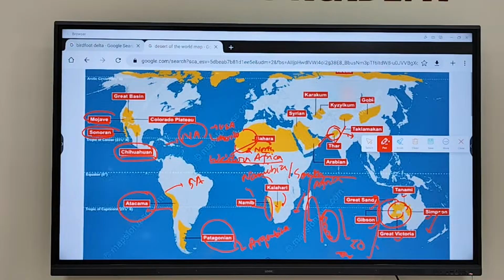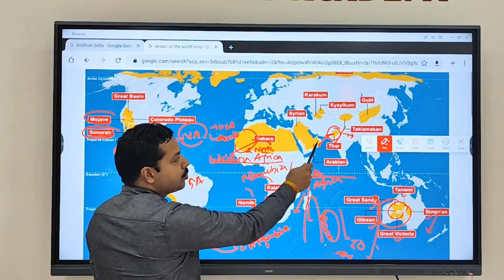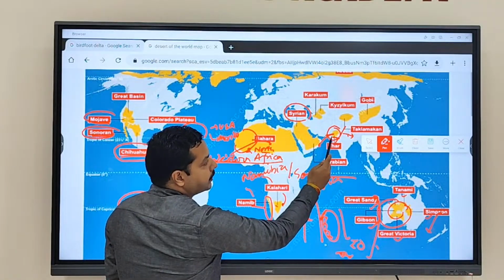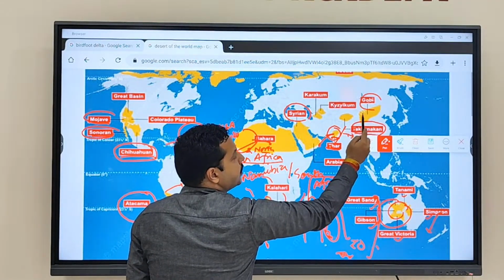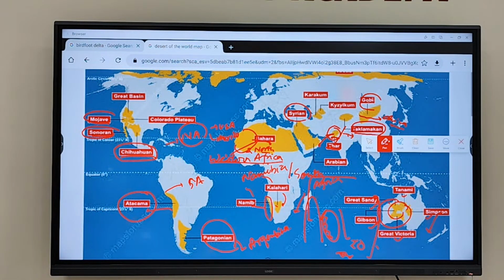Then after that, you mention the Arabian Desert. For the Arabian Desert, mention Saudi Arabia and other countries. Saudi Arabia, UAE, all those countries come under the Arabian Desert. Then you can mention the Syrian Desert. Here you mention Thar. Thar is India. Then Taklamakan and Gobi, you mention these as China. Clear? So these types of questions you are going to get in the examination.